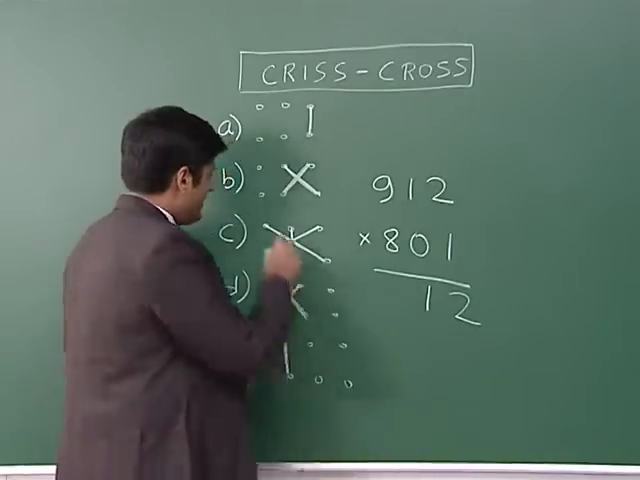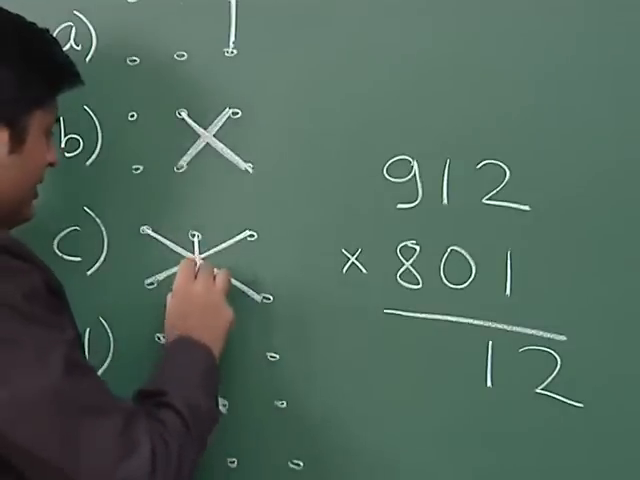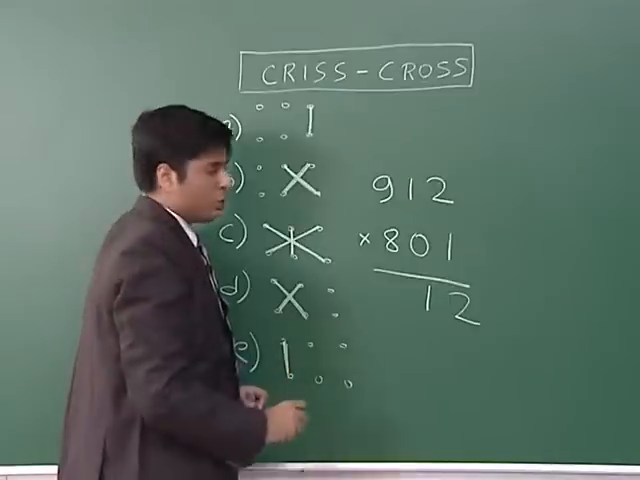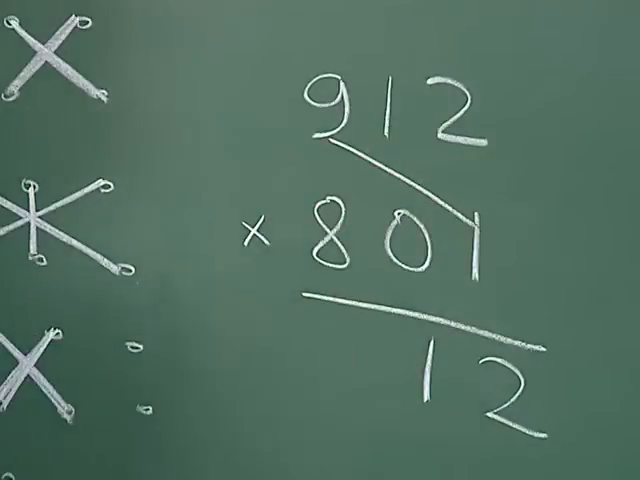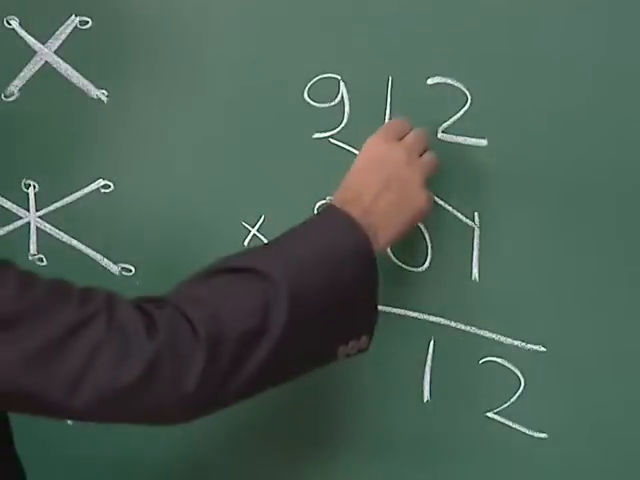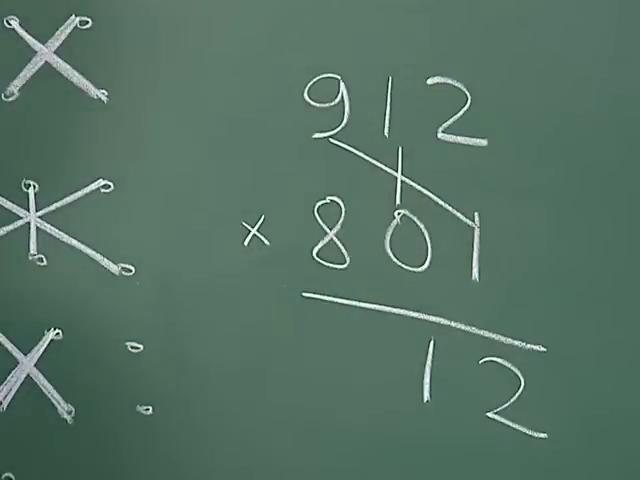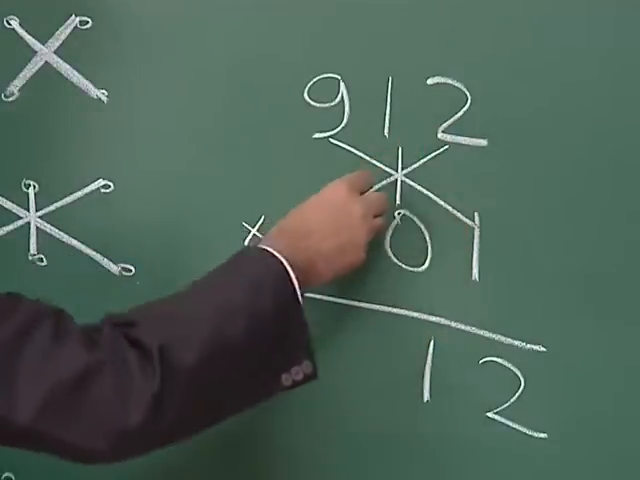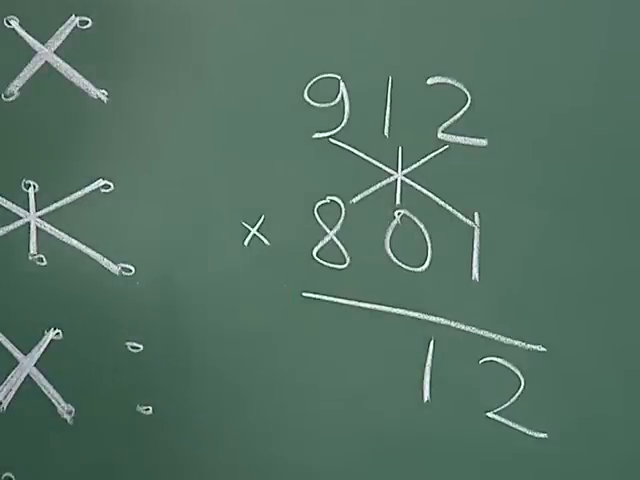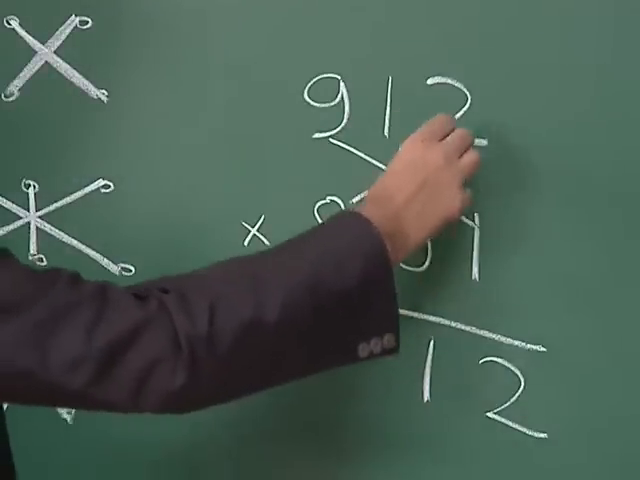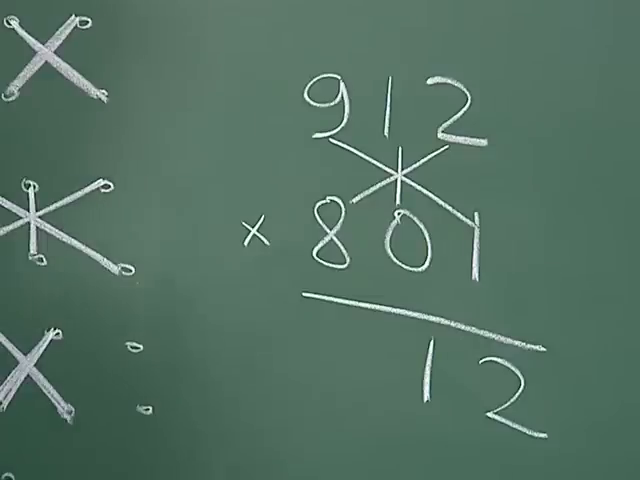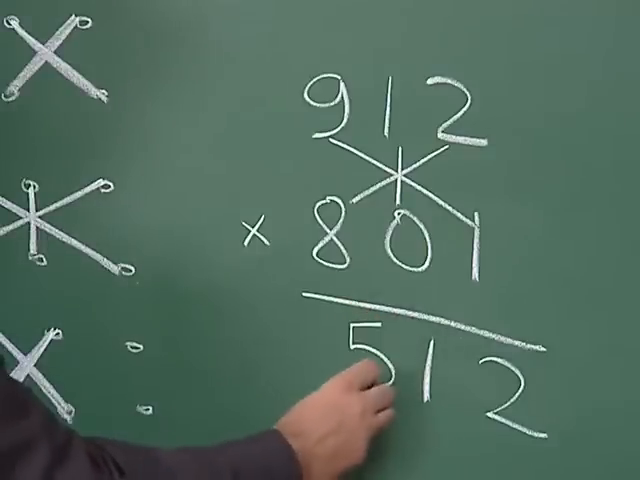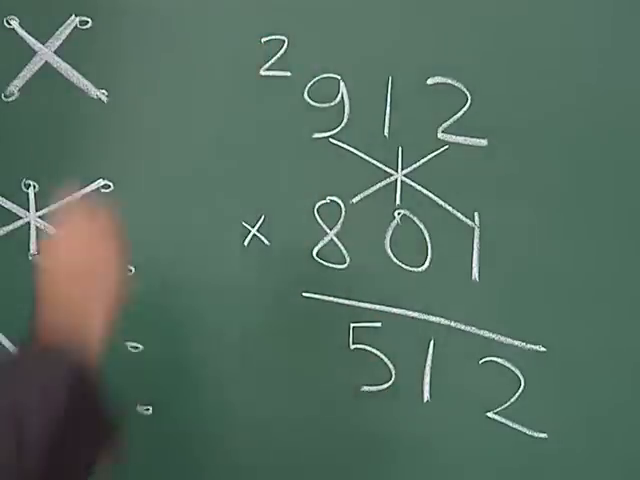Step C says like this and like this. So 9 times 1 is 9. 1 times 0 is 0. 2 times 8 is 16. 9 plus 0 plus 16 gives me 25. I write 5, carry over 2.